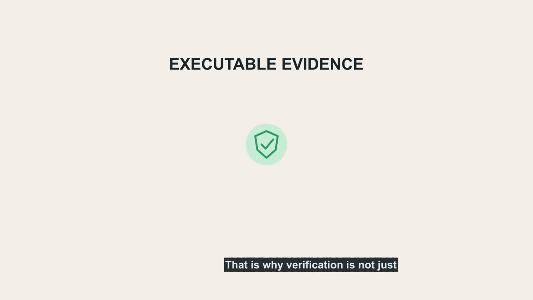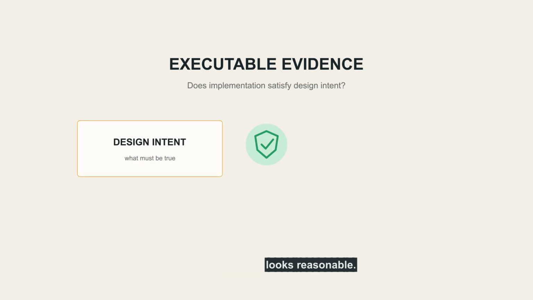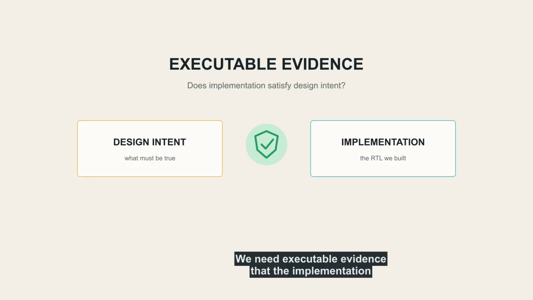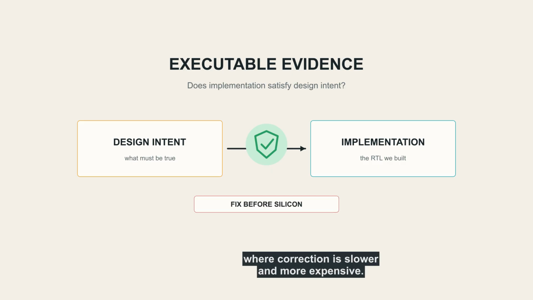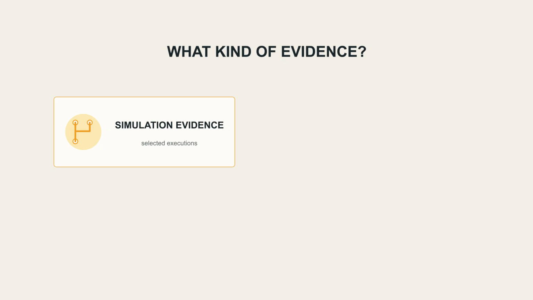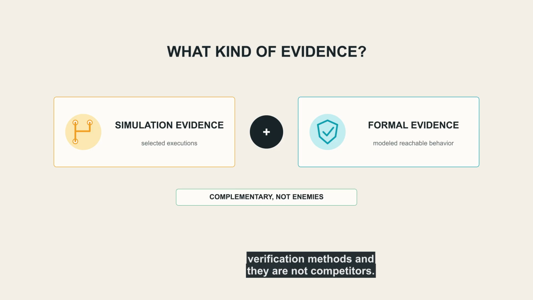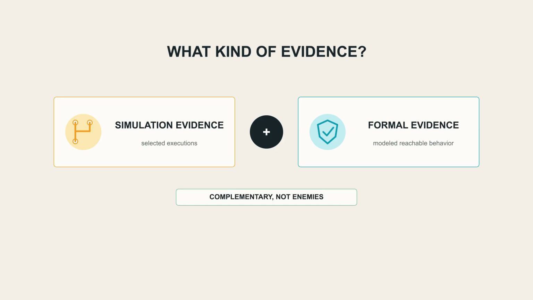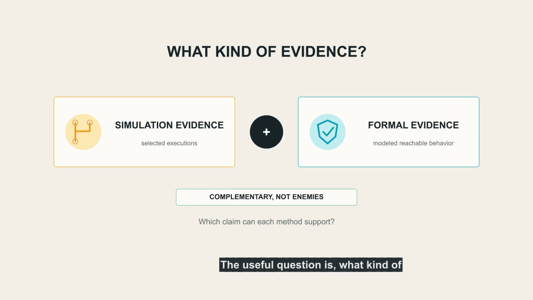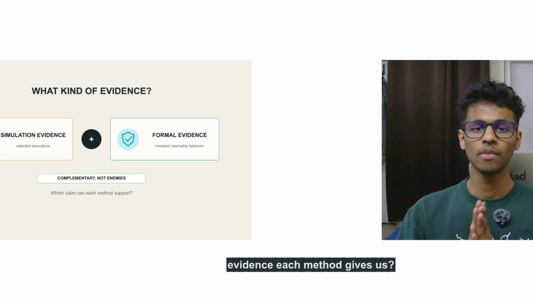That is why verification is not just reading the RTL and deciding that it looks reasonable. We need executable evidence that the implementation satisfies the design before it becomes silicon, where correction is slower and more expensive. So in this series, we will focus on simulation and formal as 2 important functional verification approaches. They are not the only verification methods and they are not competitors. The useful question is what kind of evidence each method gives us.